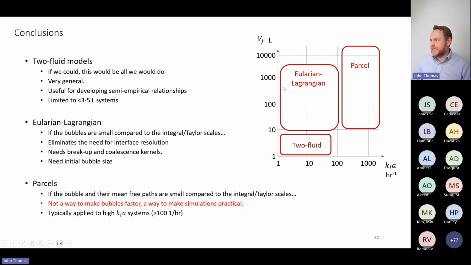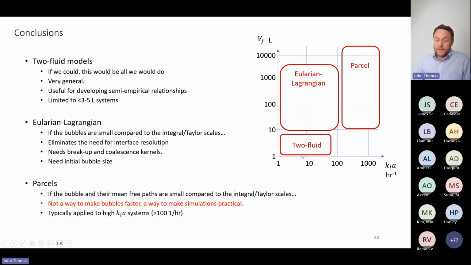The left side obviously is limited by the assumptions of the model. For example, we can't go to smaller volumes with the Eulerian Lagrangian because we have to challenge the assumption that the bubbles are indeed point masses. Likewise, if we get below this, well, this can go down to very small volumes, but in principle, there's a lower limit on these too.